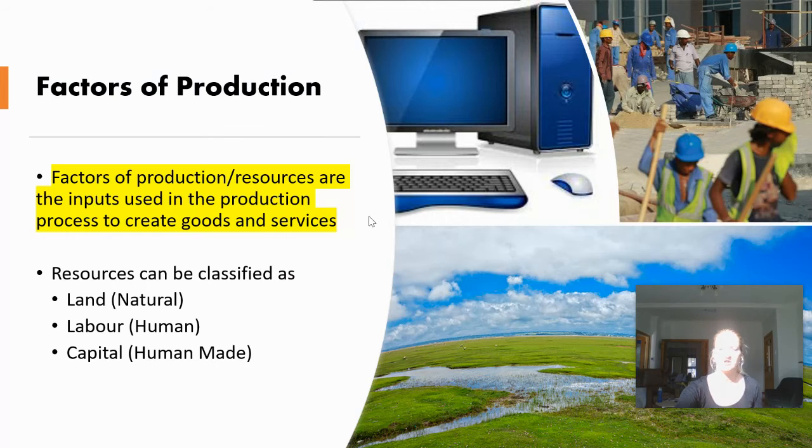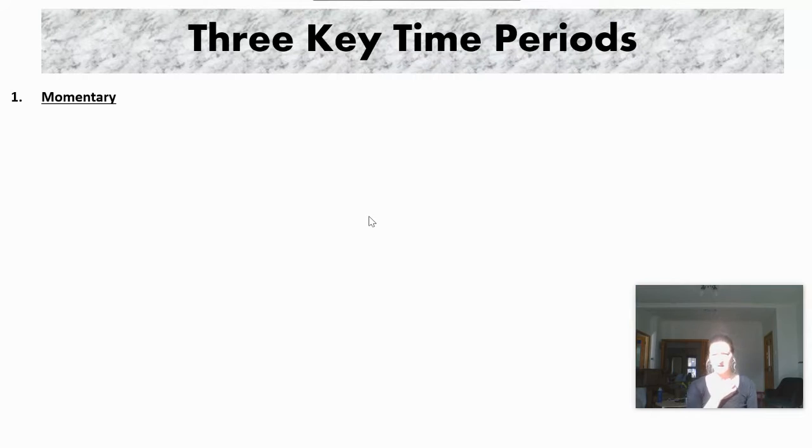Before we look at the time periods, we're just going to recap on our factors of production. Remember, factors of production are the resources or the inputs that we use in the production process. So land, labour and capital, resources that producers put together to create goods and services. So here are our three time periods.